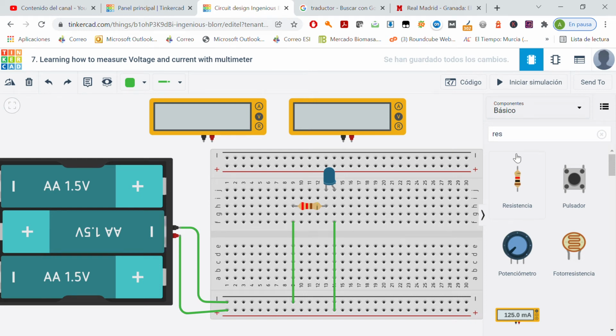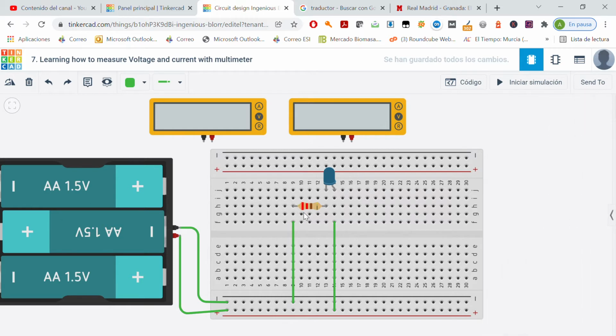Hello everybody, now we already know how to connect an LED. We know that we need a resistance in series with the LED, and we know that the LED has an anode and a cathode, and that we have to connect the positive terminal of the battery to the anode, which is the longest leg of the LED.